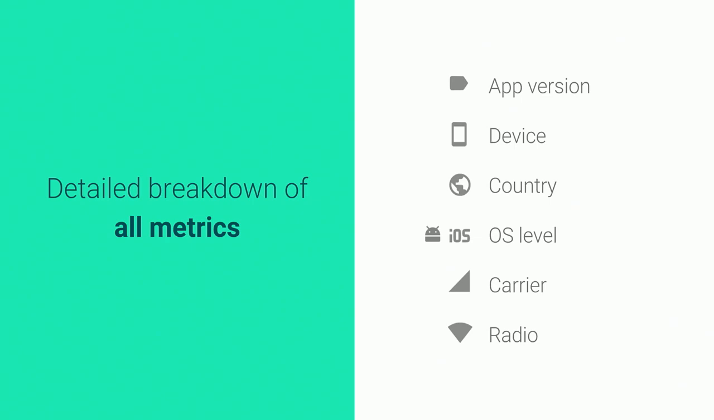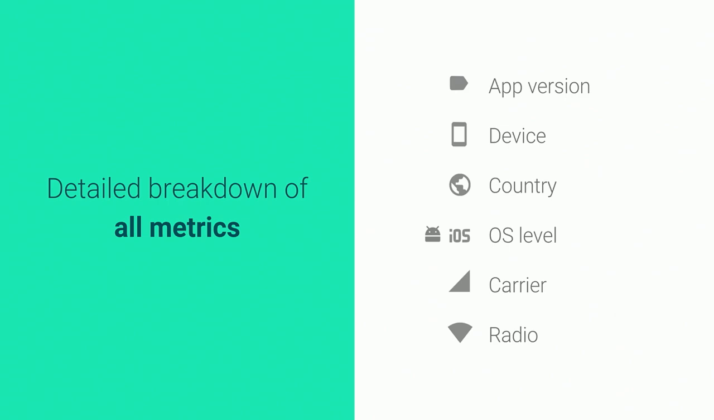Cool? And then for any of these metrics, network or traces, you have the ability to slice and dice the data by the app version, which device the user was using, which country they were in, and so on. And this is really helpful to eliminate variables and to understand the contributing factors for some of these issues.